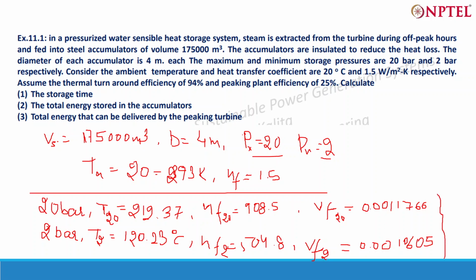Now you got these two values from the steam table. Now basically you have to determine the average density of water. So VF20 and VF2, those two specific volumes you know. You just have to take an average of these specific volumes to get the average density of water. And then you know the specific heat also. Based on that you can calculate the total time constant. For energy storage, time constant is a very important term. So calculate that. Okay. And then we'll see the next calculations.